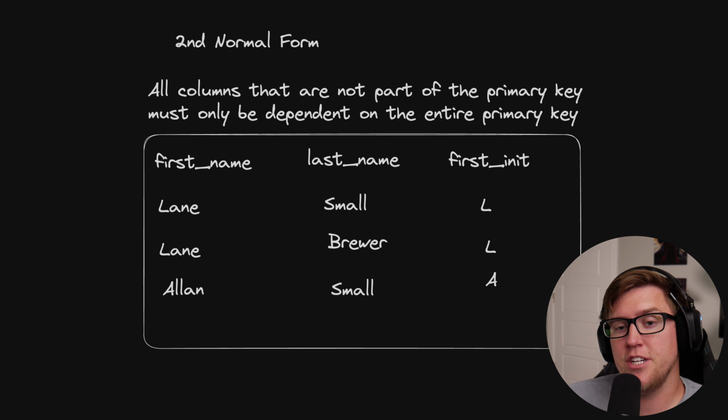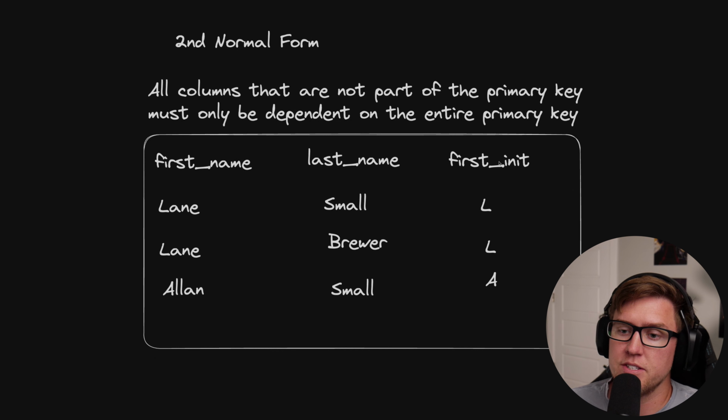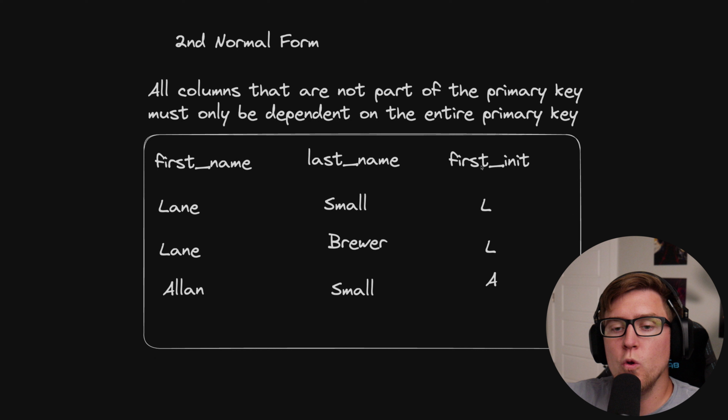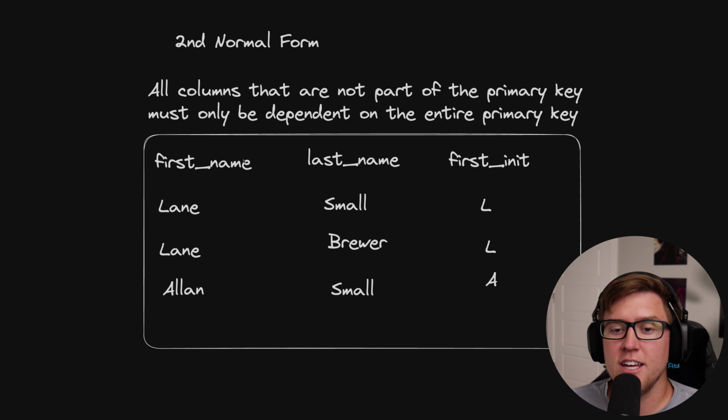So with that definition in mind, let's read the rule again. All columns that are not part of the primary key, so in this case, first initial, must only be dependent on the entire primary key, not just a part of it, right? Here's the problem. First initial is entirely dependent on just the first name column. In other words, it's dependent on part of the primary key, not the entire primary key.